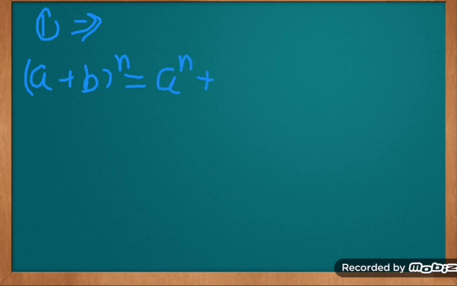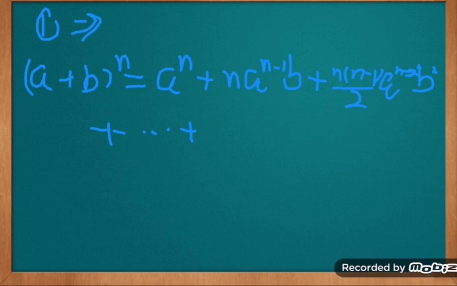Now equation 1 implies (a plus b) whole power n can now be written as a power n plus n a power n minus 1 b power 1 plus n into (n minus 1) divided by 2 a power n minus 2 b power 2, and so on. In the last term it becomes b power n. Suppose this is equation 2.